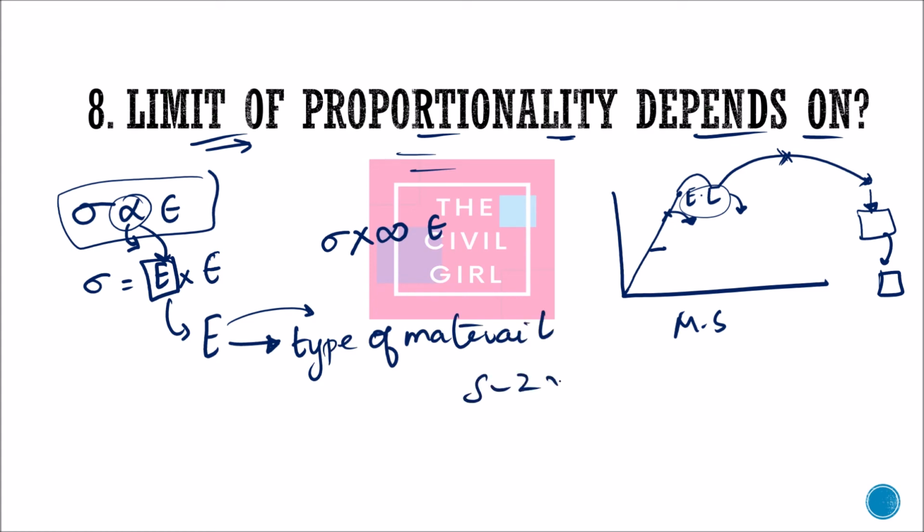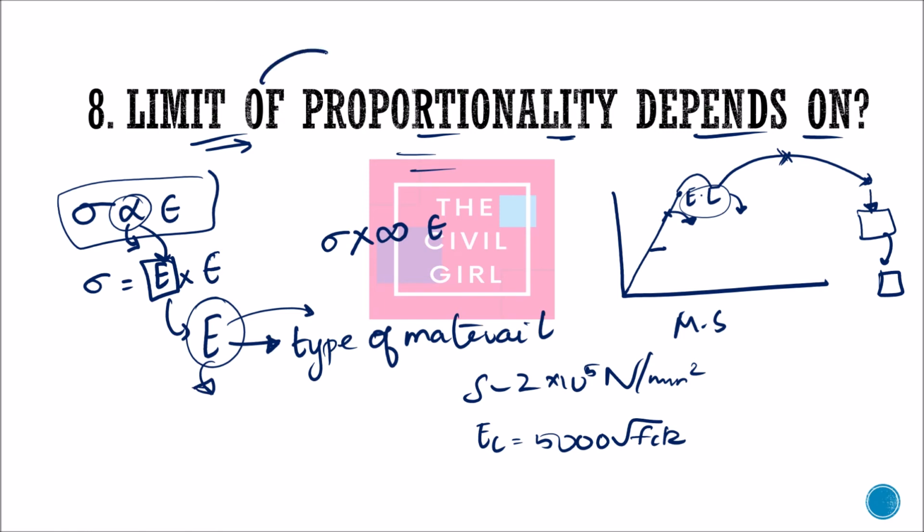For steel it is 2 into 10 power 5 Newton per mm square, and for concrete it is lesser than that. For concrete it is 5000 times root fck. So Young's modulus depends on the type of material. As a result, the limit of proportionality also depends on the material only.